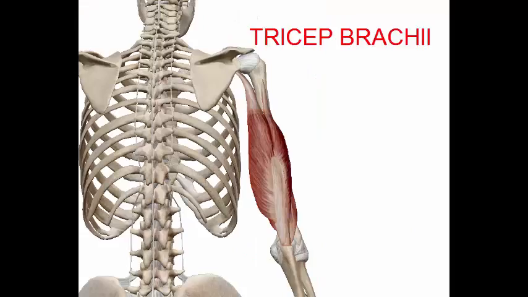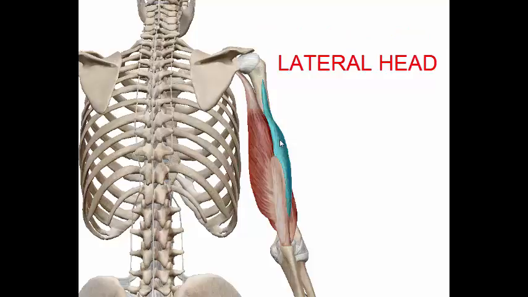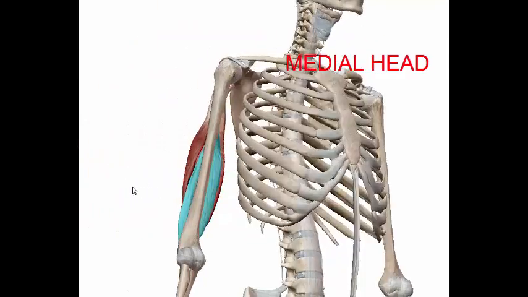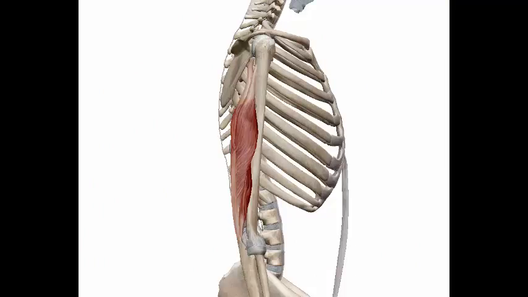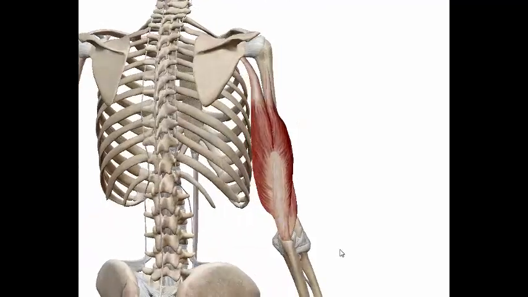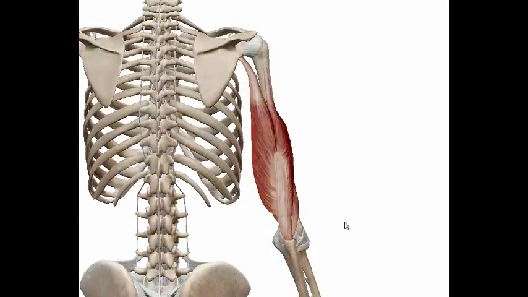The triceps brachii, a large upper limb muscle, is named for its three heads: the lateral head, the long head, and the medial head. The triceps brachii is situated on the back of the arm and extends the entire length of the dorsal surface of the humerus.